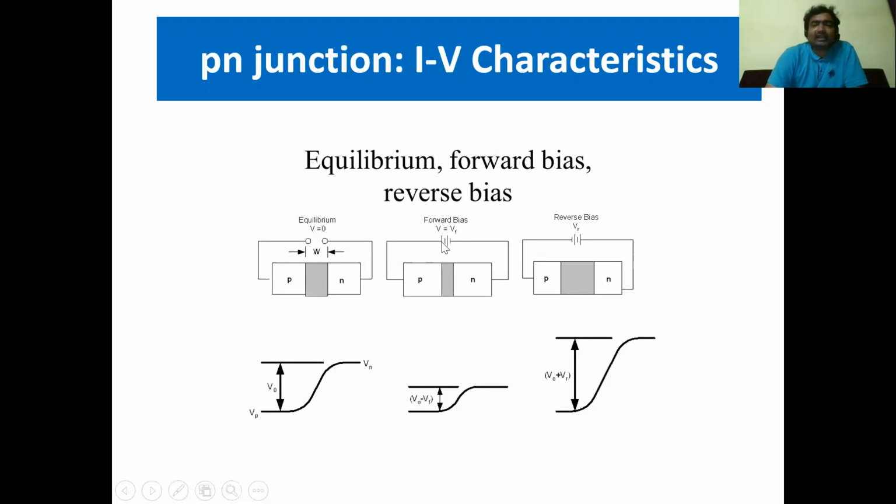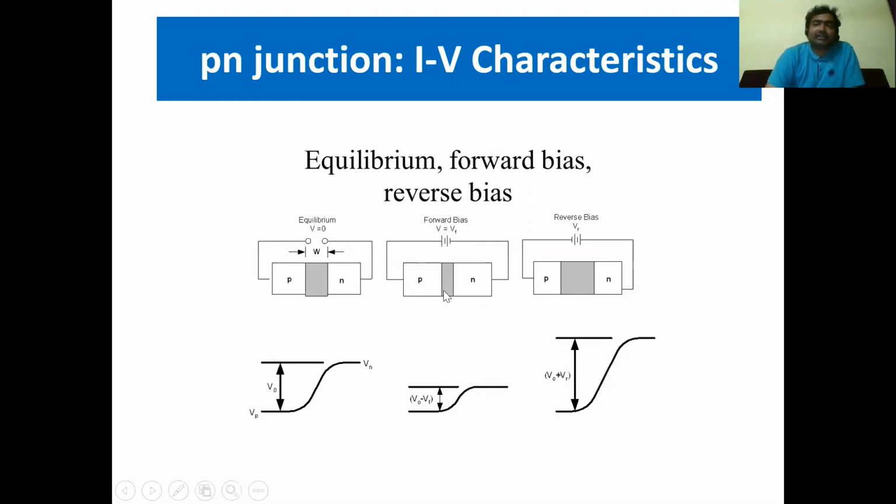When we forward bias the PN junction diode, this forward bias voltage Vf gets subtracted from the barrier potential V naught: V naught minus Vf. When we reverse bias the PN junction diode, this reverse voltage VR is added to the contact potential. V naught plus VR is the barrier potential.